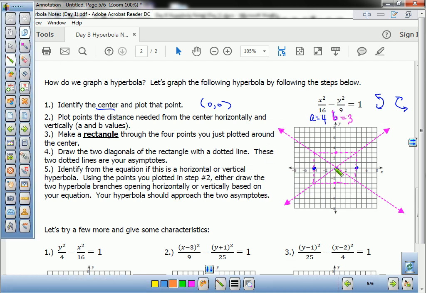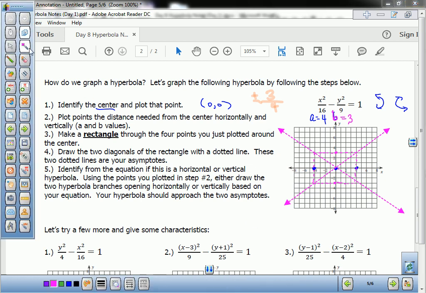Okay, so let's see. On this asymptote, rise over run. The number under my y over what's under my x. 3 over 4. That should be my slope. Let's count the slope. Up 1, 2, 3. Right 1, 2, 3, 4. And then this one is just the negative of that. So that is how we get our asymptotes.